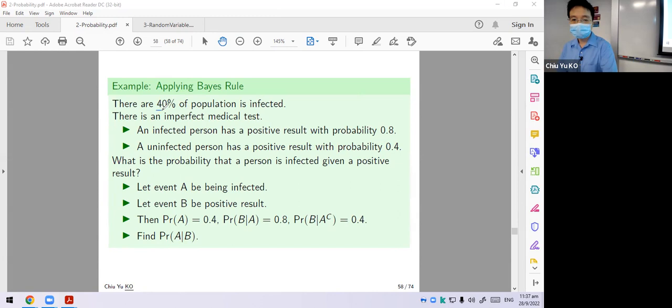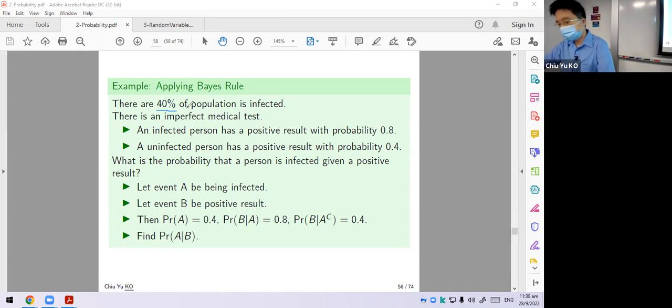So basically, 40% of the population is infected. That means that if I try to pick a random guy in the society, 4 out of 10 people are infected. So without doing anything, it's 40%. The question is, is there any way we can improve this?